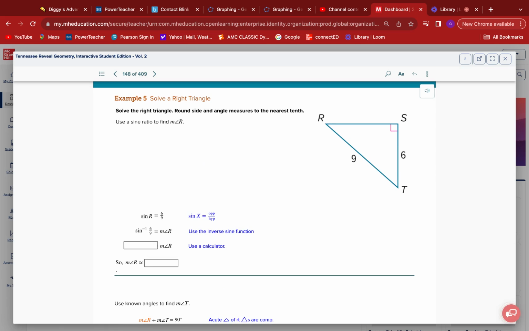Okay, let's do this. All right. So they are choosing to do angle R first. So we're going to do angle R. That's your theta.